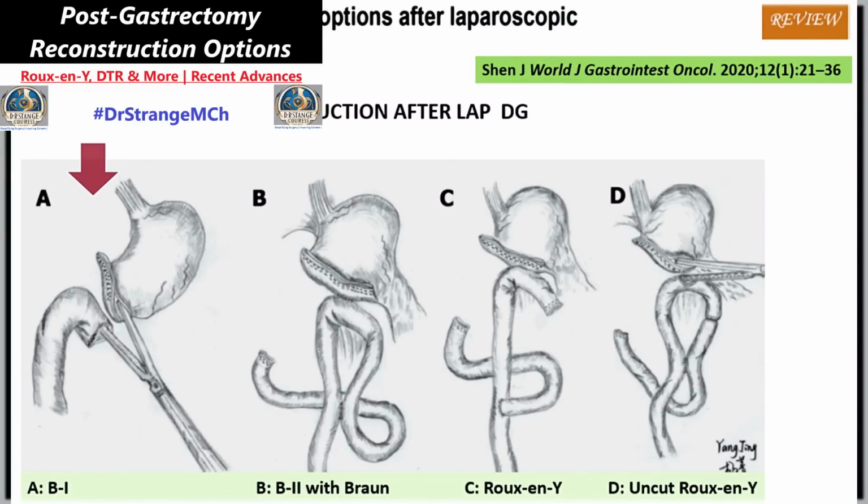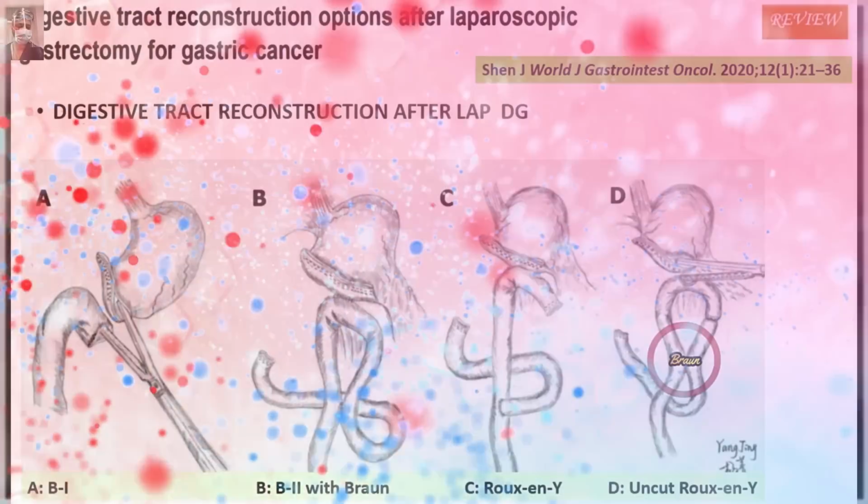world. Figure A was Billroth reconstruction, in which we do distal gastrectomy followed by gastro-jejunostomy. Second is Billroth 2 with Braun modification, in which we bring the loop of jejunum and do gastro-jejunostomy, and in between the loop we add jejuno-jejunostomy to prevent the reflux of the bile. Third was Roux-en-Y, and fourth was uncut Roux-en-Y, in which we fire an uncut stapler distal to the gastrojejunostomy and add Braun's anastomosis, that is jejuno-jejunostomy, to prevent the reflux of the contents.